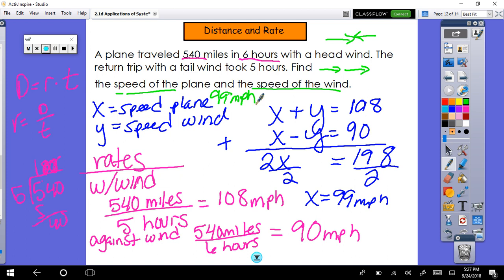Then to figure out the speed of the wind, well, you know that x minus y equals 90. So if x minus y equals 90, and x equals 99, then y must equal 9, because 99 minus 9 is 90. So I just plugged it back in and figured it out. So the speed of the wind was 9 miles per hour.